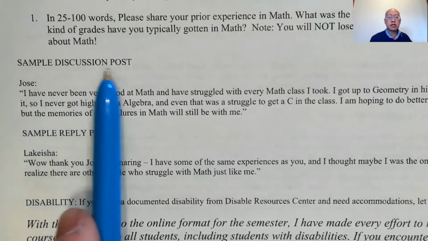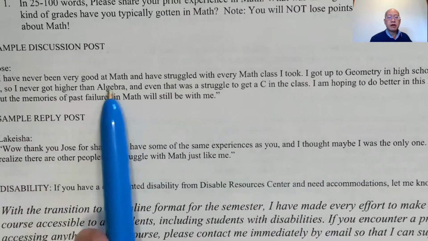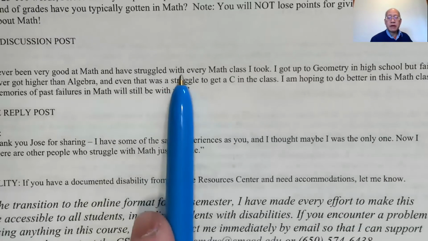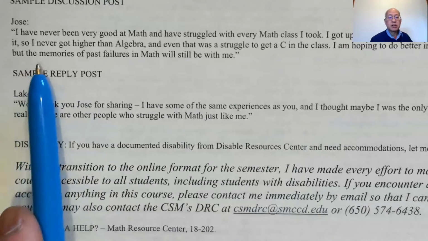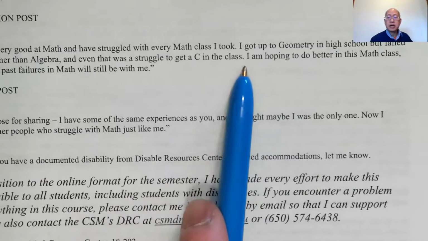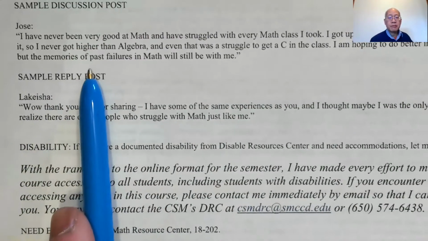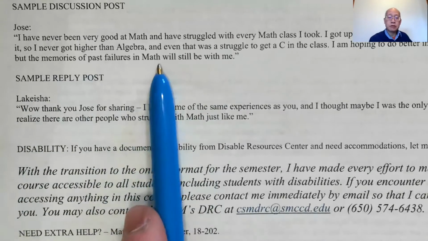So here's a sample discussion post. Jose: I've never been very good at math and have struggled with every math class I took. I got up to geometry in high school, but failed it, so I never got higher than algebra. And even that was a struggle to get a C in the class. I'm hoping to do better in this math class, but the memories of past failures in math will still be with me. Okay, that would be a full credit post.